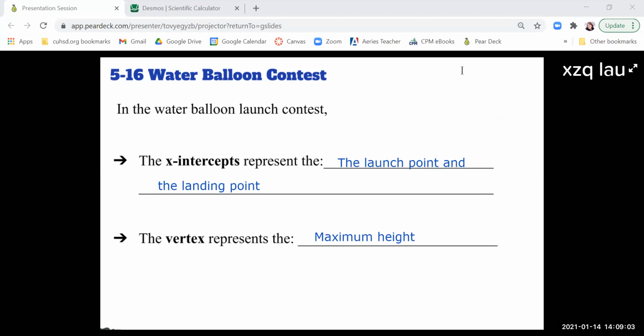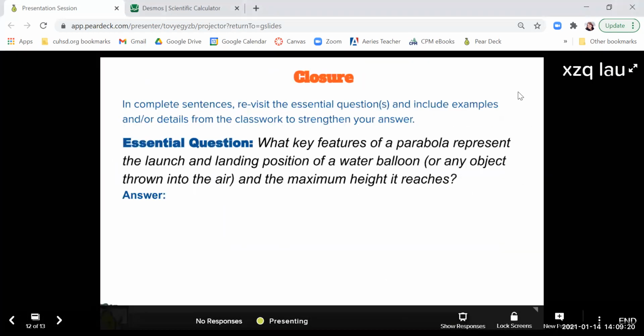All right, so your summary is essentially to rehash this again in your own words. And here it is. Okay, so we always want to revisit the essential question and make sure that we get it now.